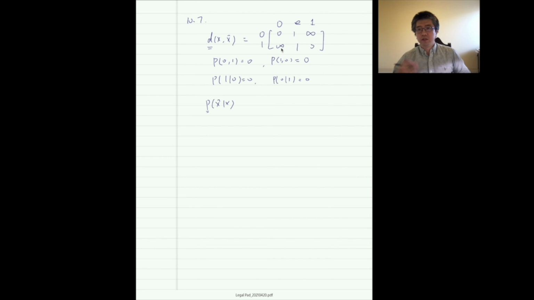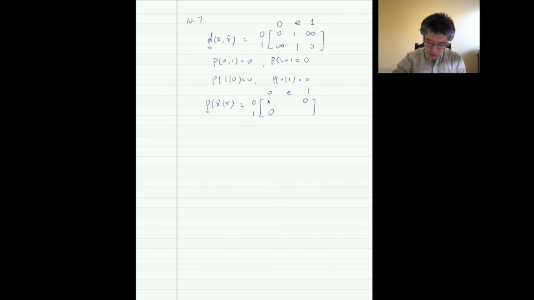By the way, in this problem, because we have this special structure of the distortion, let's compute the rate distortion directly and see whether we can get anything. So for this transition probability, from here we can see that 0,1 should be 0, and 1,0 should be 0 as well. And for the rest, we don't know.